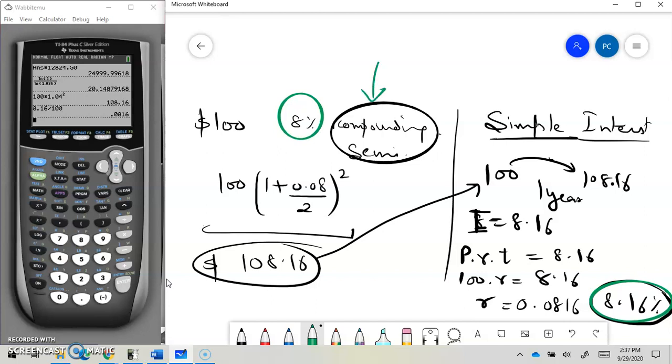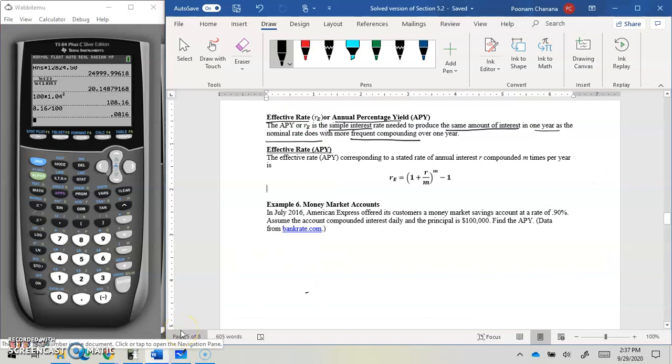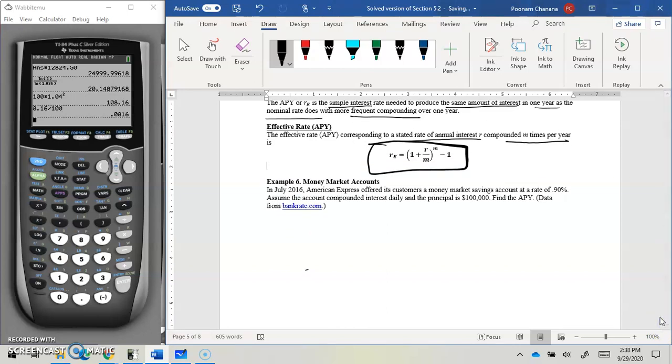So compounding semi-annually at 8% gives us this amount. For the same amount with simple interest, we need the effective interest rate. So this is called the effective interest rate for a given compounding interest rate. That is what your effective interest rate is, RE. The effective rate corresponding to a standard annual interest rate compounding m times per year is given by this formula. So you have to remember this formula. Let's see how we can use that.